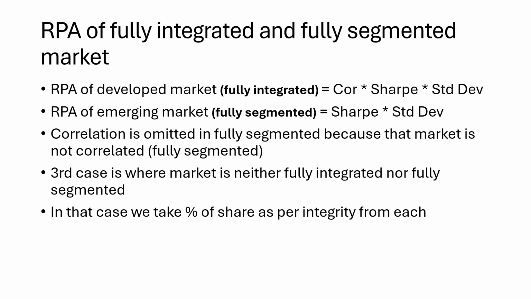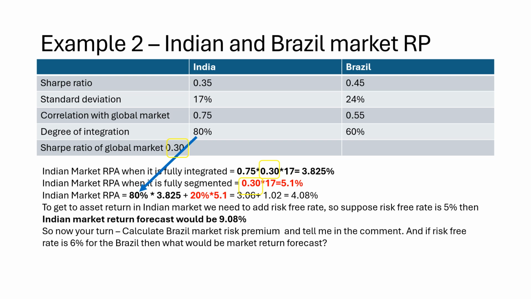That means it is possible that the market is 60% integrated and 40% segmented. We are not going to do the calculation of how to find this integration, or how to find the correlation, Sharpe ratio, or standard deviation. Luckily, we will be given all these terms in the exam, and we just need to find the risk premium of the assets. So let's now take an example: the Indian market and the Brazil market.